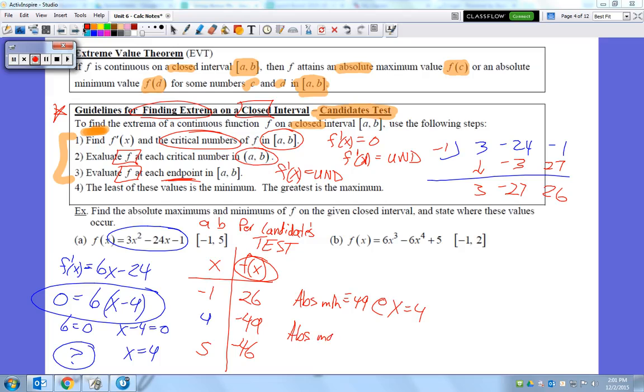Absolute max, hold on just a bit, is equal to negative 49, 26 at x is equal to negative 1.